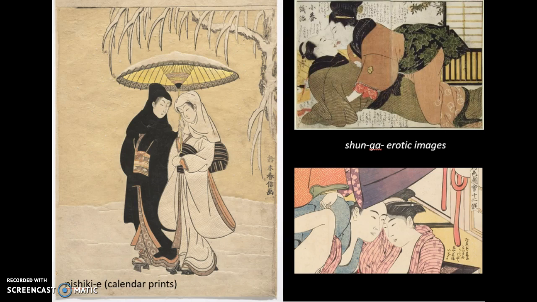The subgenres of these type of prints include things like portraits of famous courtesans, kabuki actors, and sumo wrestlers. They also include illustrations of romantic, historical dramas, or ghost stories. And something that was really popular are these explicit erotica images, specifically known as shunga.